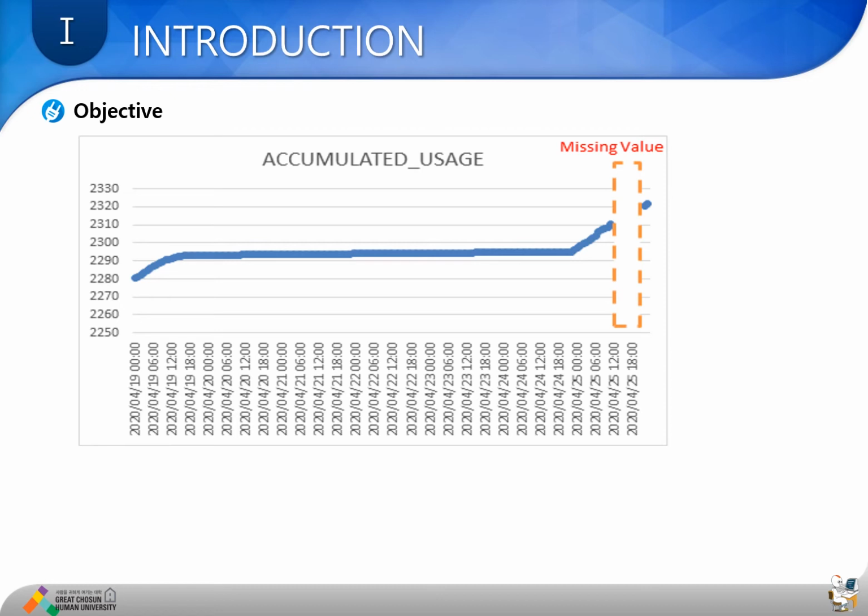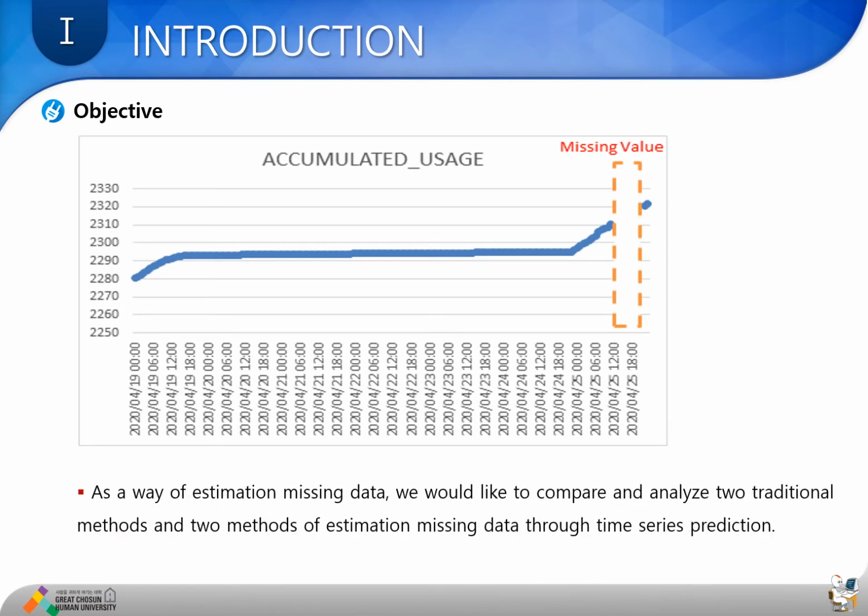This picture shows the data collected from meter. As you can see, power usage is cumulative usage that continues to increase. Some sections of the collected data were missing. In this paper, we would like to study how to estimate missing data. It is assumed that data exists only before and after the missing section. In other words, only cases where data is missing in the middle were studied.